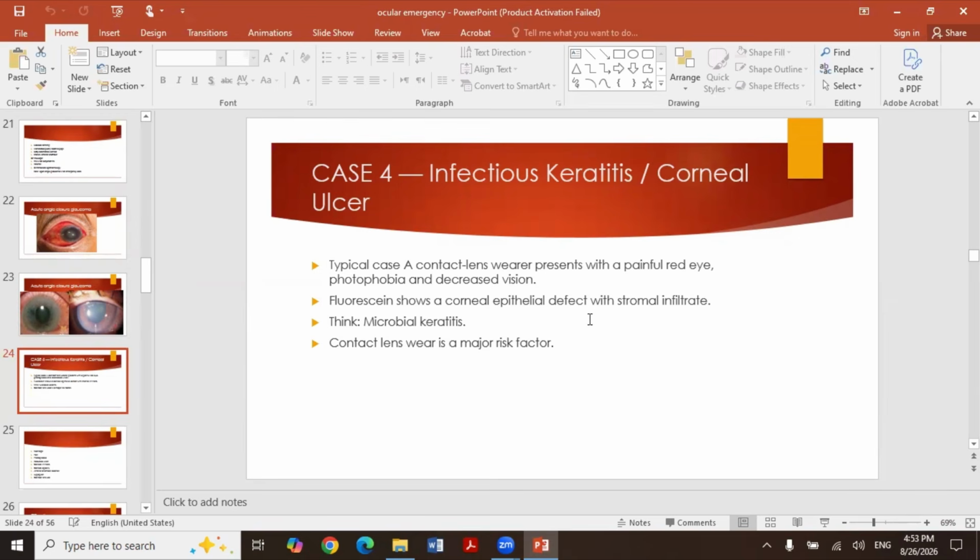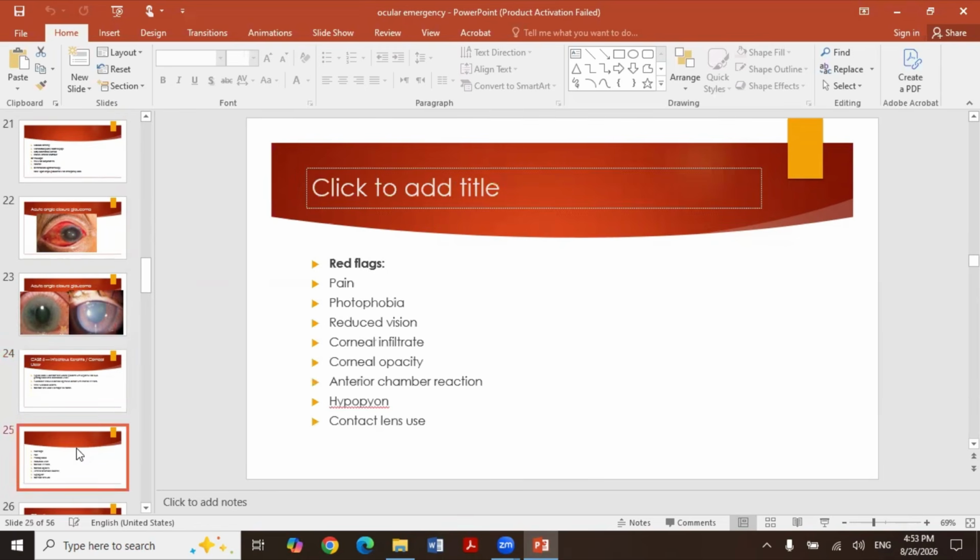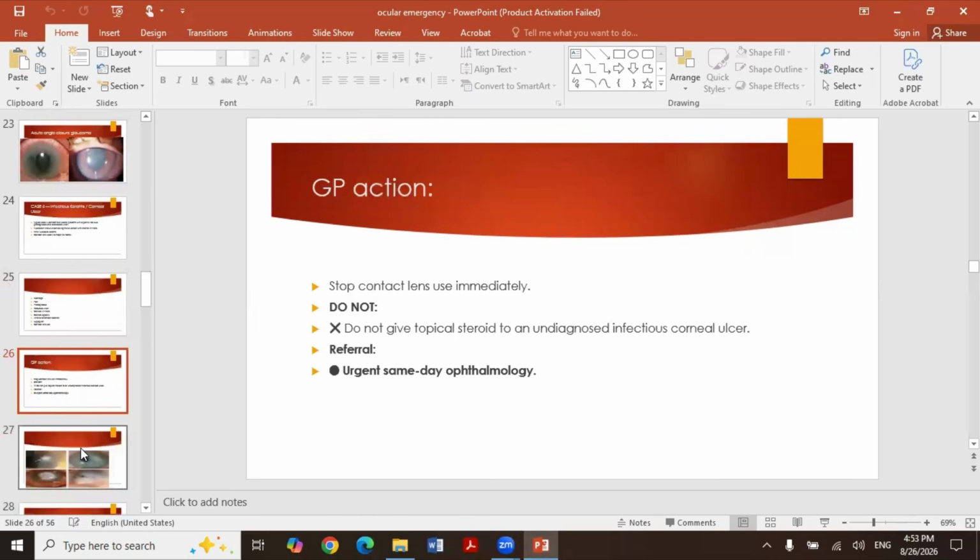This is not for you, it's for ophthalmology. And you should think about microbial keratitis. Contact lens wear is a major risk factor. We will see some pictures and we will know more. What are the red flags? If there is pain, photophobia, reduced vision, corneal opacity, corneal infiltrate, anterior chamber reaction, sometimes you will see the hypopyon. This is a significant picture. And contact lens use.